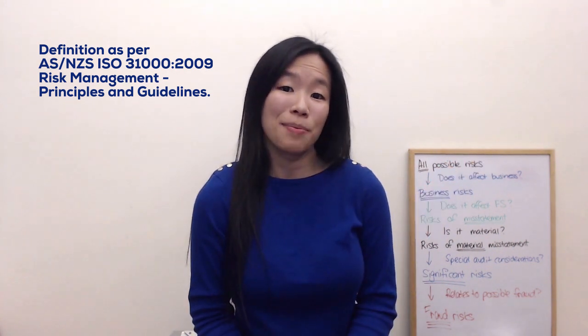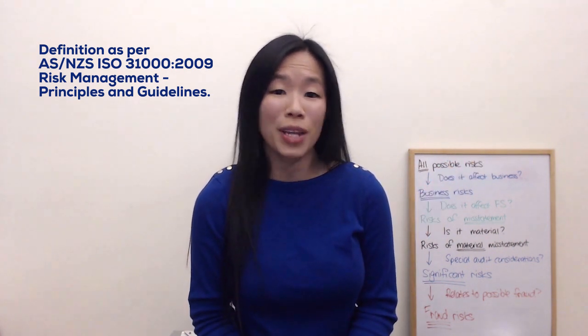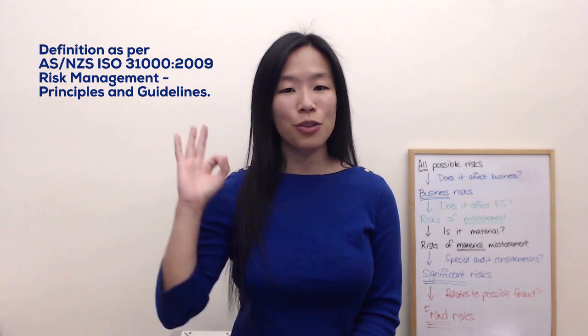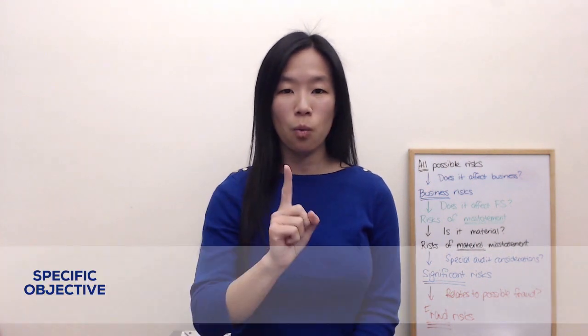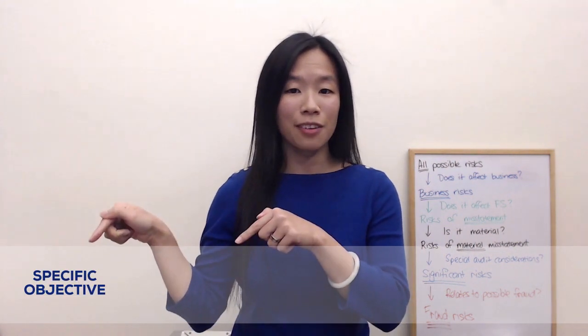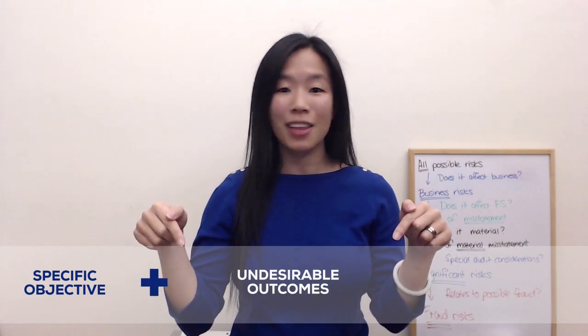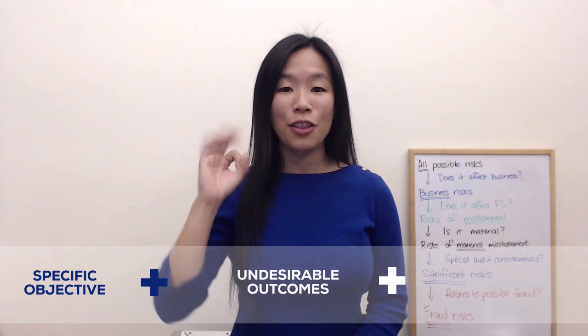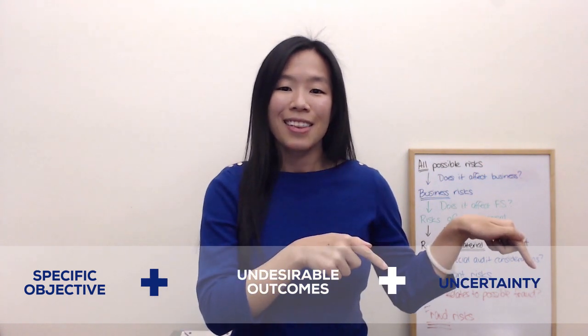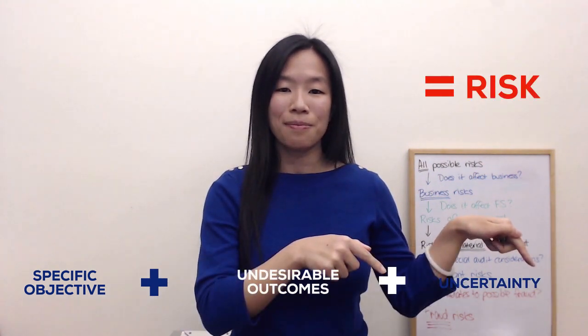Risk is the effect of uncertainty on objectives. Translation, it's the possibility that something you don't want to happen, happens. There's 3 necessary conditions for risk. 1, a specific objective, that's what you want. 2, undesirable outcomes, that's what you don't want. And 3, uncertainty, that's the likelihood of each possible outcome.